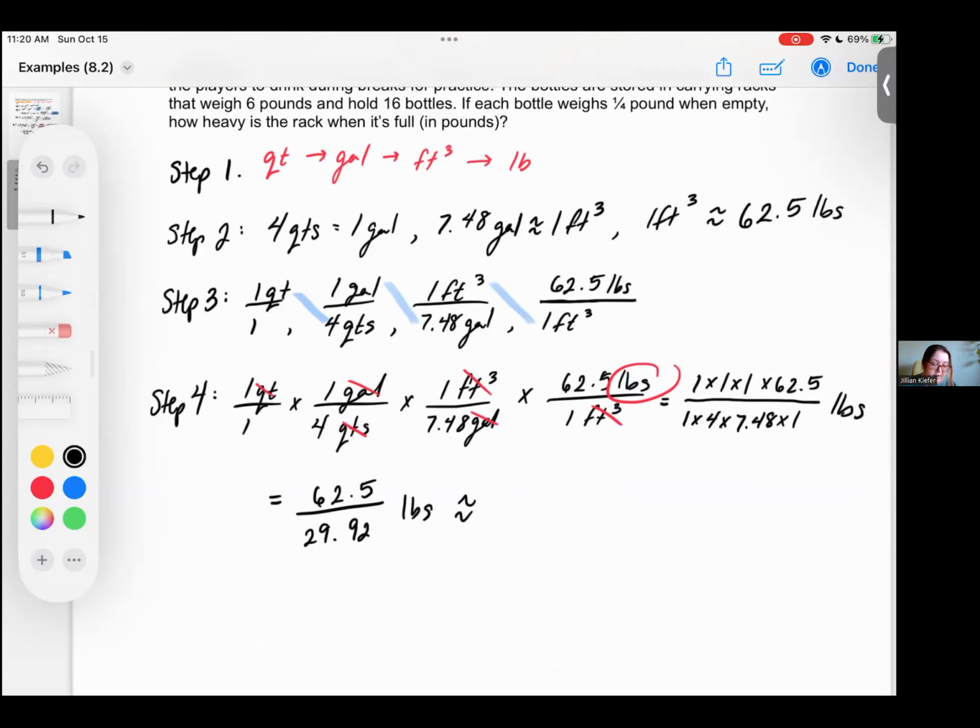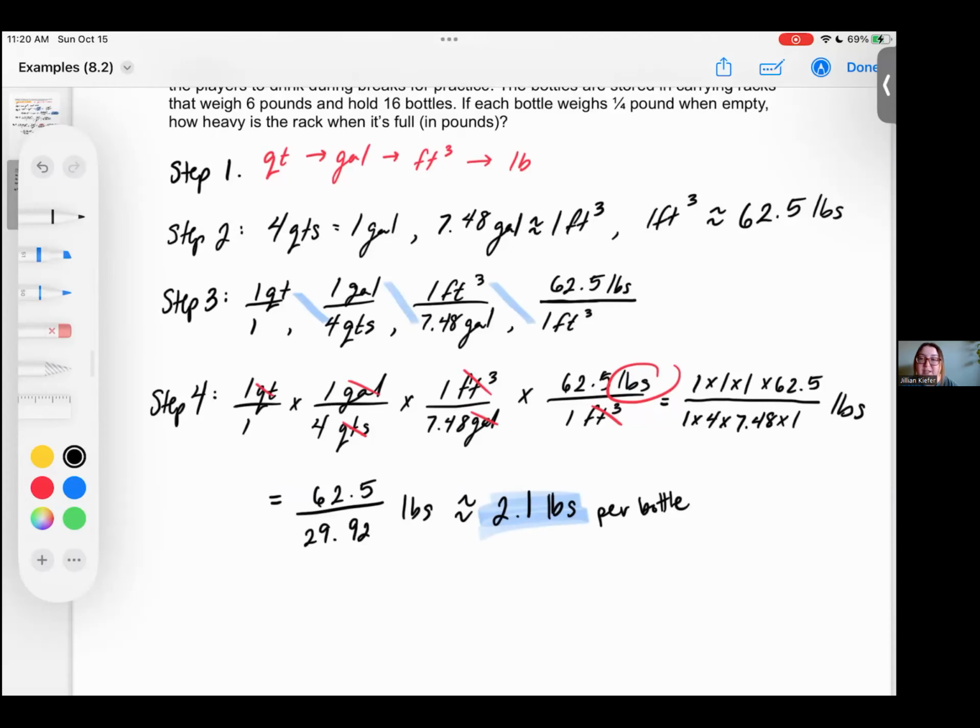Plugging this into our calculator, in this case, let's just round to 1 decimal place. For this one, you can round to 2 if you'd like. It really will just depend on whatever your problem says. But we're just going to round to 1 decimal place. This should give us about 2.1 pounds. So remember, this is for each bottle. So we have about 2.1 pounds per bottle.